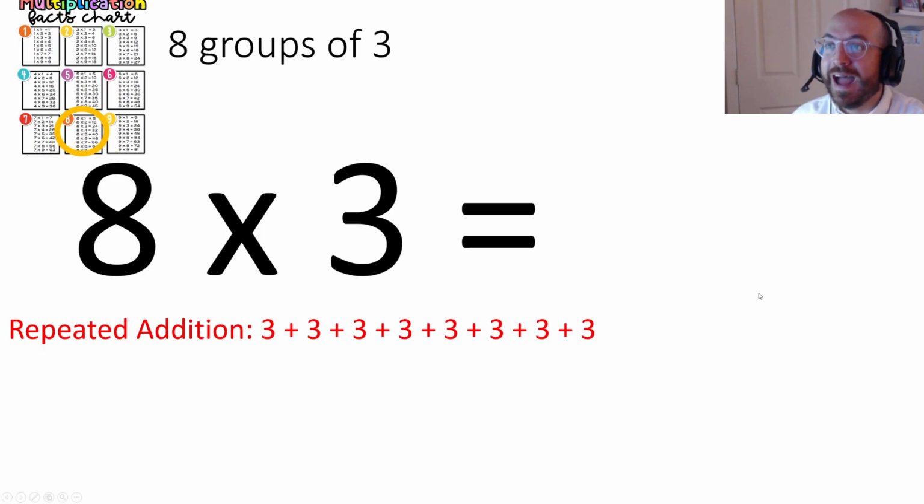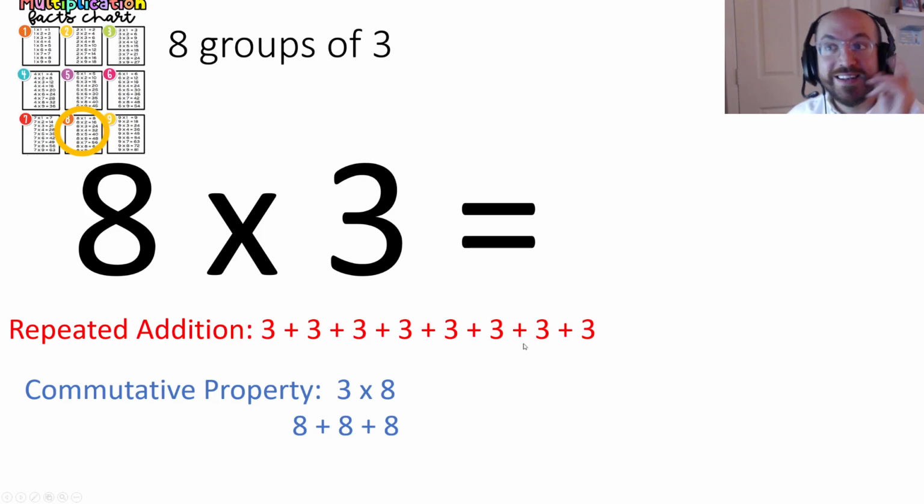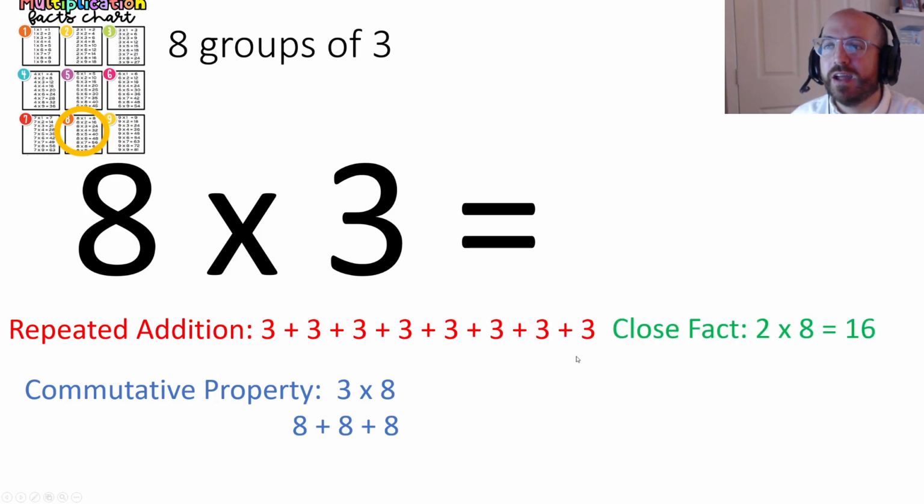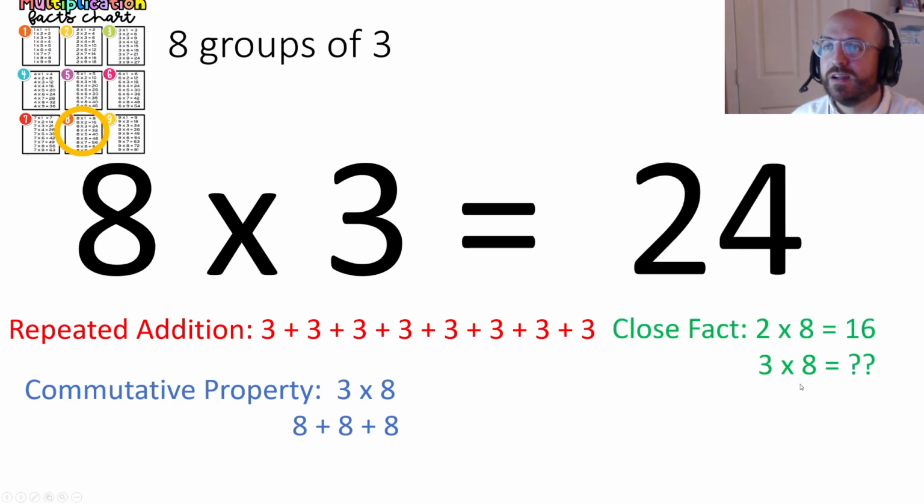8 groups of 3. You really want to do that? 3, 6, 9, 12, 15, 18, 21, whatever. No, I don't want to do that. I'm going to use the commutative property to solve this as, instead of 8 groups of 3, 3 groups of 8. 8 plus 8 plus 8. Okay. 2 times 8 is 16. What's 3 times 8? We can add another group of 8 and find the answer 24.